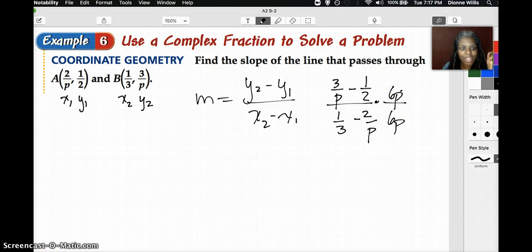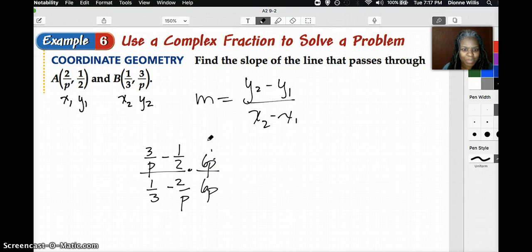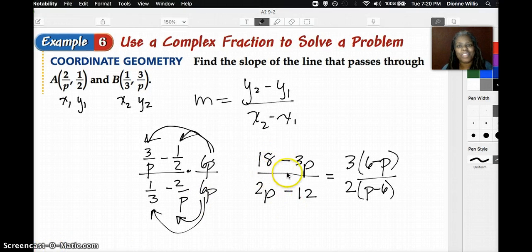All right, once I do that, I wanted to move that and get some space. We're going to multiply this here, and this here, and this here, and this here. So look how nice this is. I end up with 18 minus 3p over 2p minus 12. And then I factor the 3 out, and I get 3 times 6 minus p and 2 times p minus 6. And I know you see it. We've got 2 factors that will cancel each other out and leave us with a -1. So my final answer is -3 over 2.